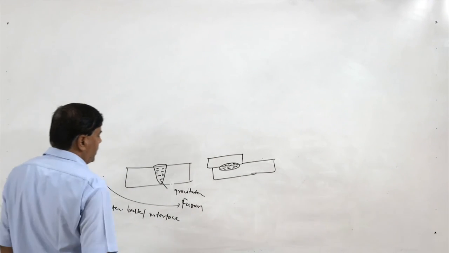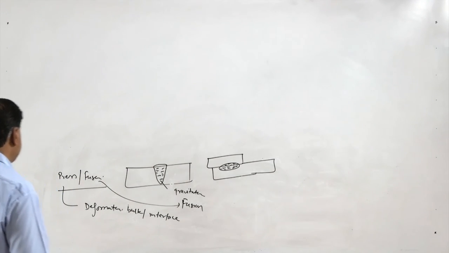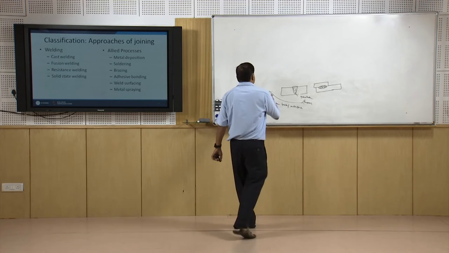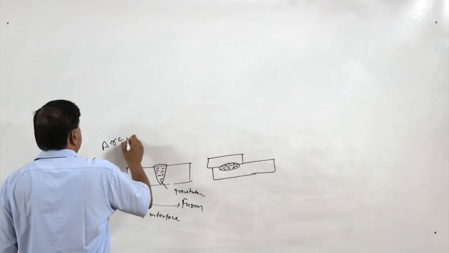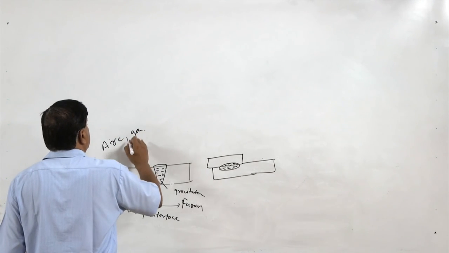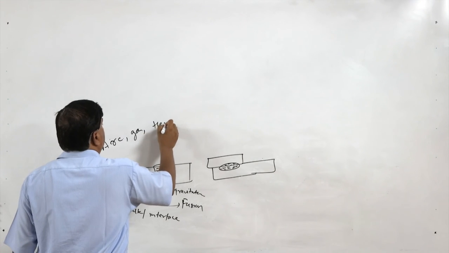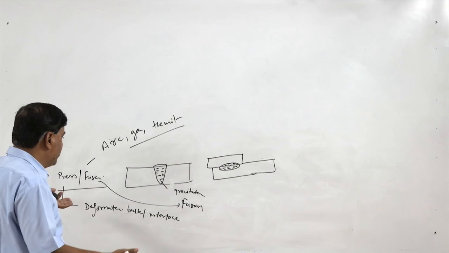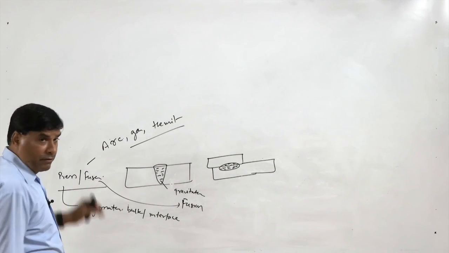And if the solidification takes place under gravitational conditions, then it is categorized as a fusion welding process. So all arc welding, gas welding, thermite welding, in all those cases where fusion occurs under normal gravity conditions, they are put under the category of the fusion welding process.